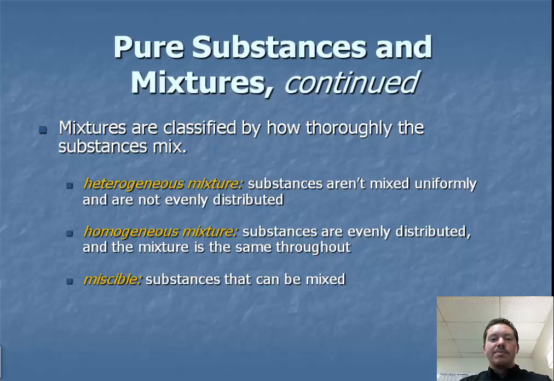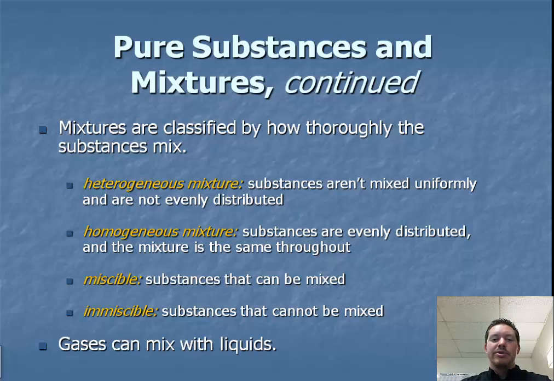Miscible is another term, meaning a substance that can be mixed, so salt into water. Immiscible is a substance that cannot be mixed, so oil and water would be an example of immiscible. We can also talk about gases mixing with liquids as well. If you get a Coca-Cola and pop it open, it's going to fizz and bubble. That is carbon dioxide that's actually mixed in that liquid.